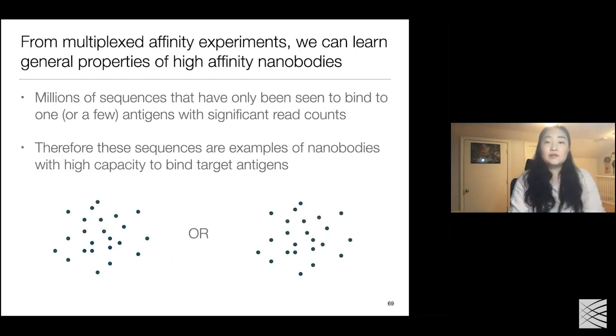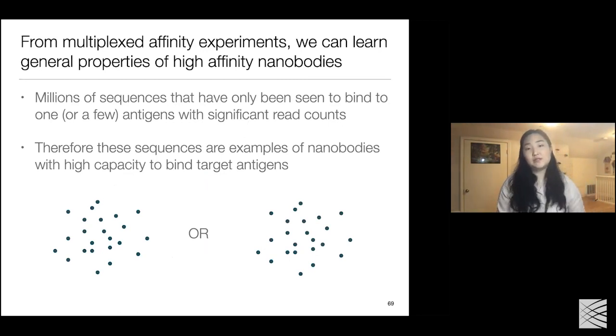And the great thing about this is that we can hope to learn general properties of high affinity nanobodies. And so now we have millions of sequences that have only been seen to bind to one or a few antigens with significant recounts. Another great thing about this multiplexed affinity setup is not only do you have parallel affinity experiments, but you can now compare and contrast across these different experiments when you have the arrayed selections, because now you can see the specificity of each nanobody for the antigen of interest.